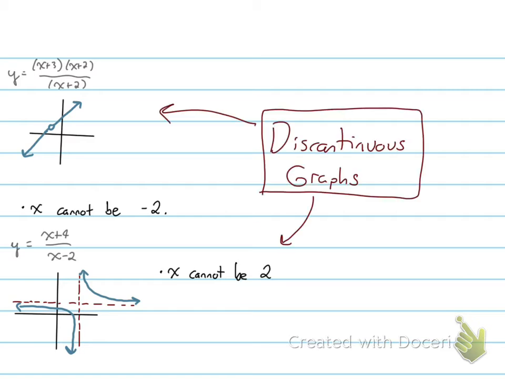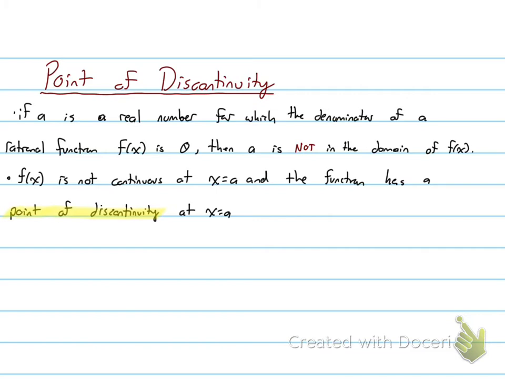Both of these graphs would fall under the category of a discontinuous graph. And again, discontinuous graphs will have like jumps, holes, or breaks. And what we're going to focus on here is holes in a graph or like an asymptote in a graph. And these all fall under the category of points of discontinuity.